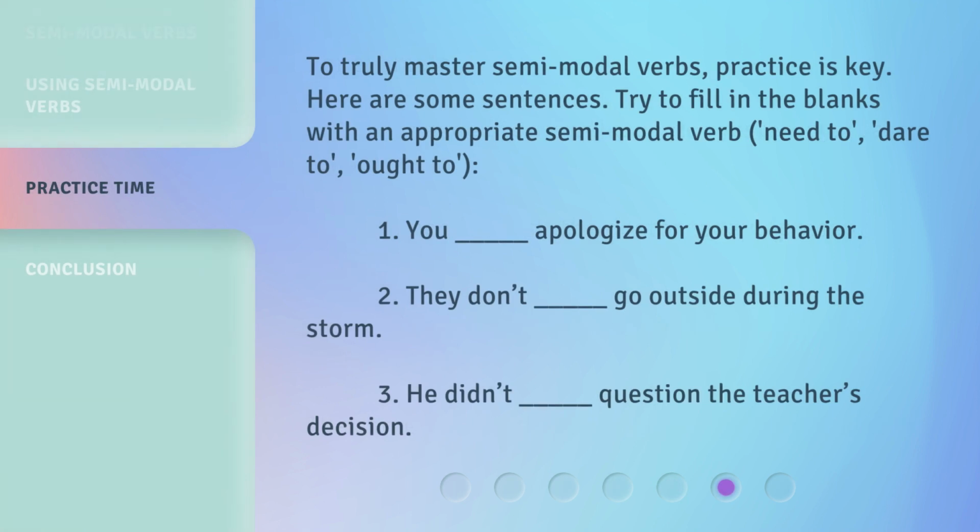To truly master semi-modal verbs, practice is key. Here are some sentences. Try to fill in the blanks with an appropriate semi-modal verb. Need to, dare to, ought to. 1. You, blank, apologize for your behavior. 2. They don't, blank, go outside during the storm. 3. He didn't, blank, question the teacher's decision.